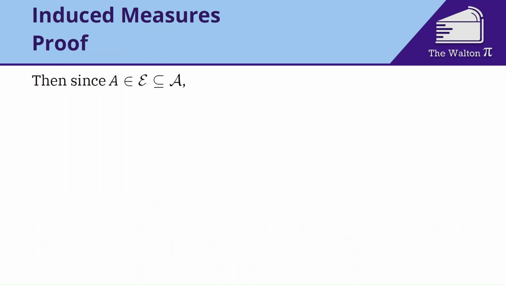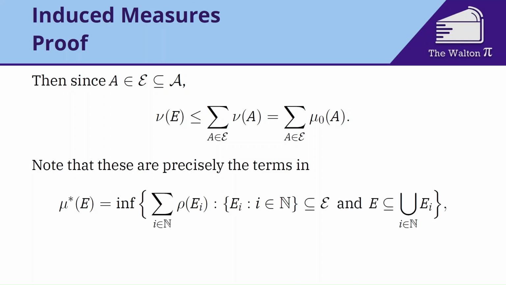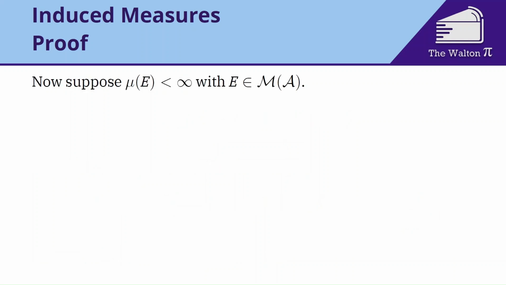Then, since each A is an element of the collection, which is a subset of A, nu of E is less than or equal to the sum over all A's of nu of A, which is equal to the sum over all A's of mu naught of A, and these are precisely the terms in mu star of E, which is equal to the infimum over all sums of mu naught of E_i, where E_i is an element in A, and E is contained in the union of all the E_i's. So that tells us that nu of E is less than or equal to mu star of E, which is equal to mu of E for all E in M.